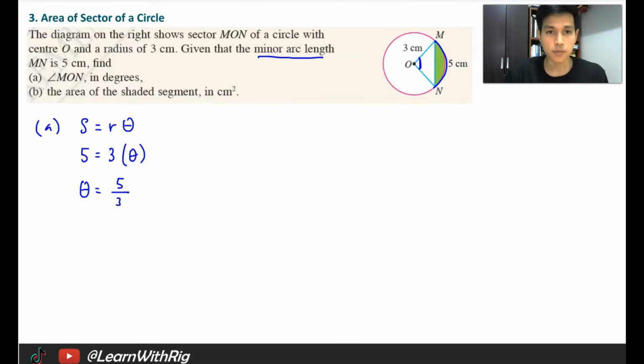Decimal form would be 1.6667, but I try not to leave it in decimal form first, because whenever you round off the number, your final answer will change. So I try not to do that.